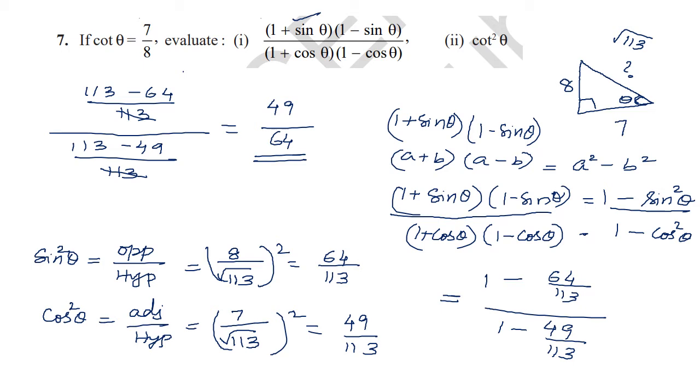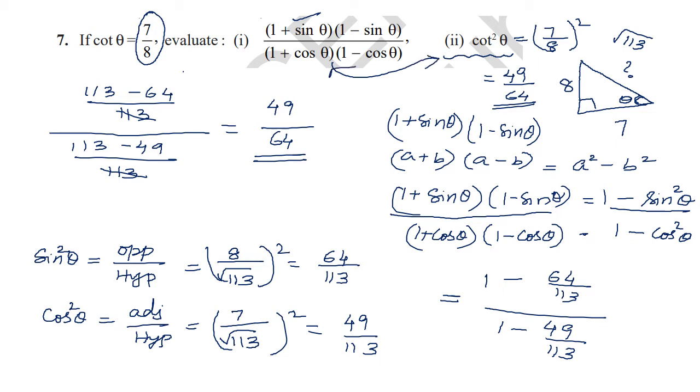Now see the second part of the question. The second part of the question is to find cot square theta. Cot theta is given as 7 by 8. Now what will be cot square theta? 7 by 8 whole square, that is equal to 49 by 64. That is also equal to 49 by 64. So what do you get? This is equal to cot square theta. Have you got it? These two are the same.